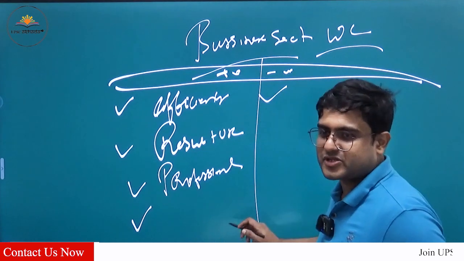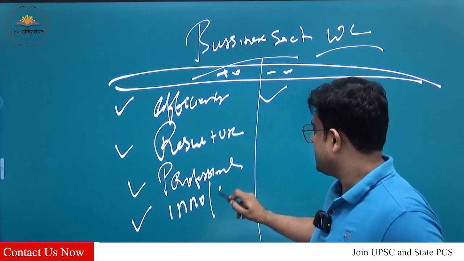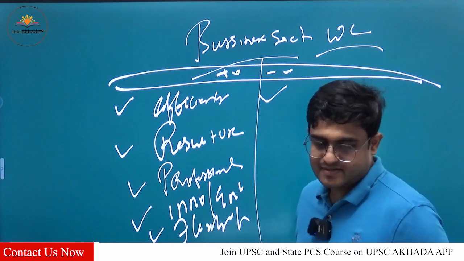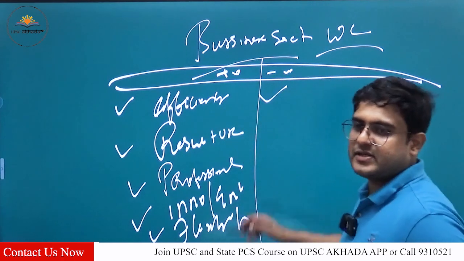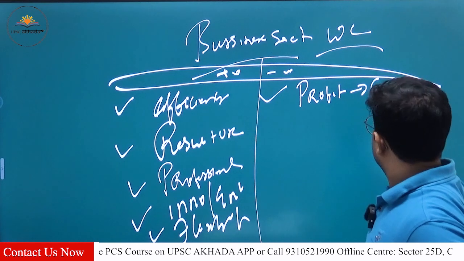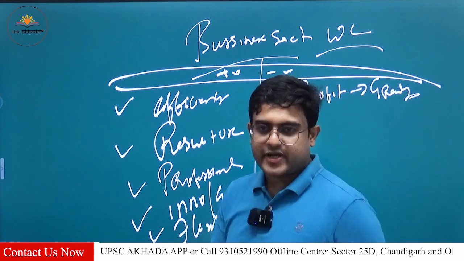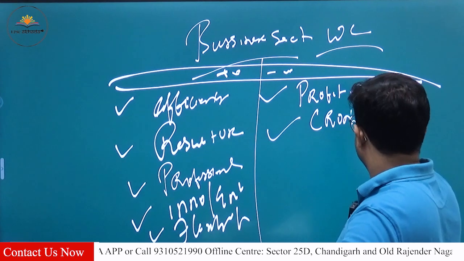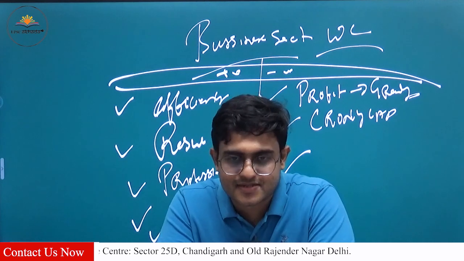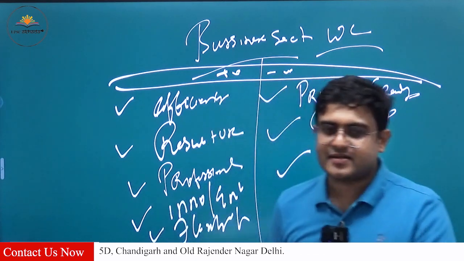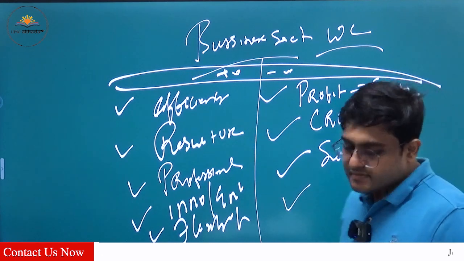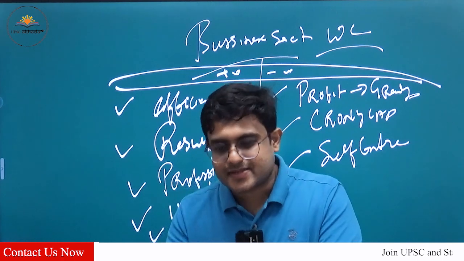Also, innovation and entrepreneurship happen here. A lot of flexibility. Negatives. Yes, profit orientation leads to greediness. Then, crony capitalism. Yes, absence of corporate governance. Self-centered, largely self-centered. Monopoly, corruption, etc.